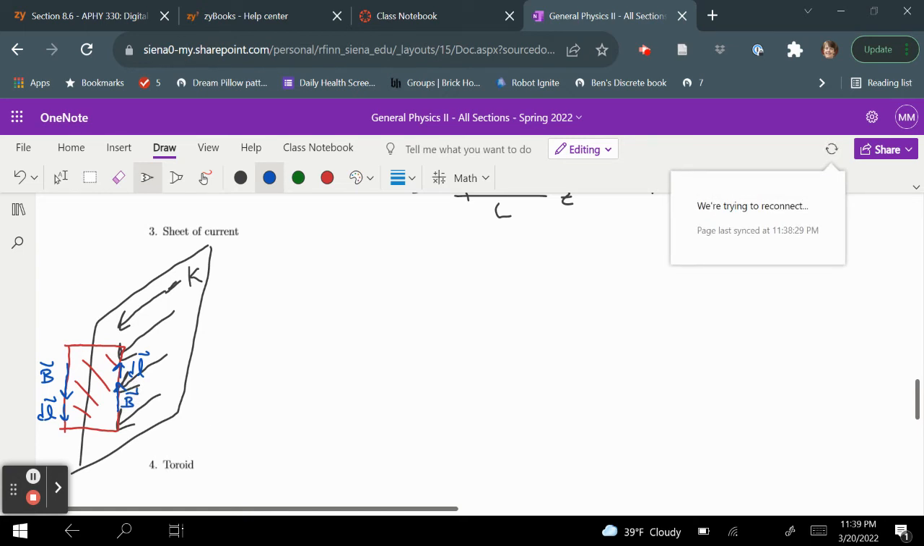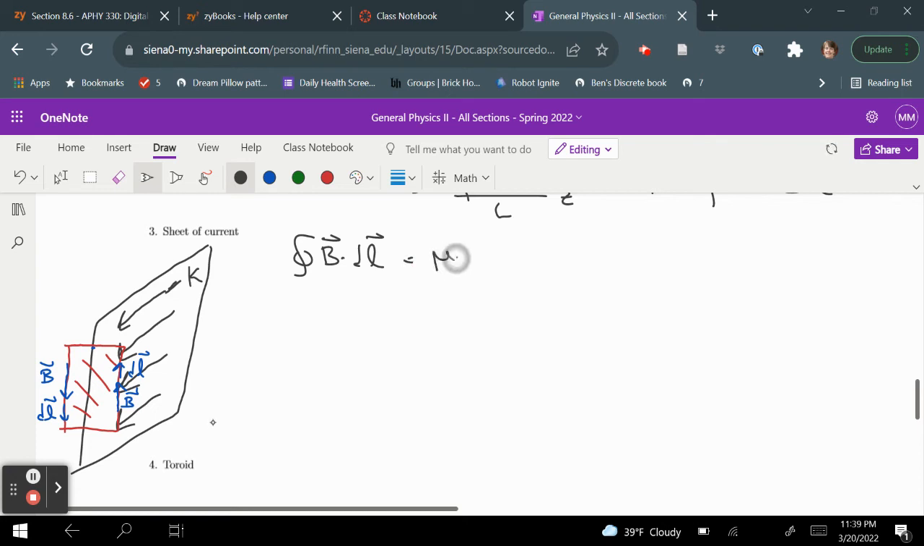But I'm not going to have any B field on the top here or the bottom here. That's because if you use your right hand rule, you'll see that each of the arrows on the top of one and the bottom of the other cancel each other out. So I'm only going to have it on the sides. Let's go back to black. My closed integral, B dot dl. Remember, the dot is for the dot product, so we need the B and the l in the same direction. It is equal to mu naught I enclosed.